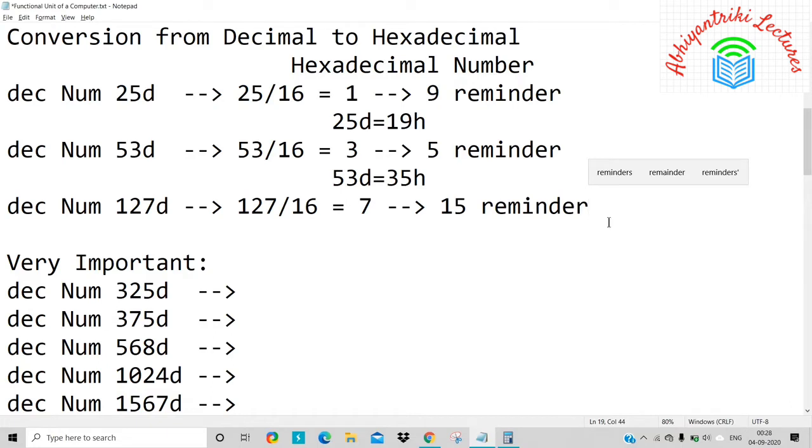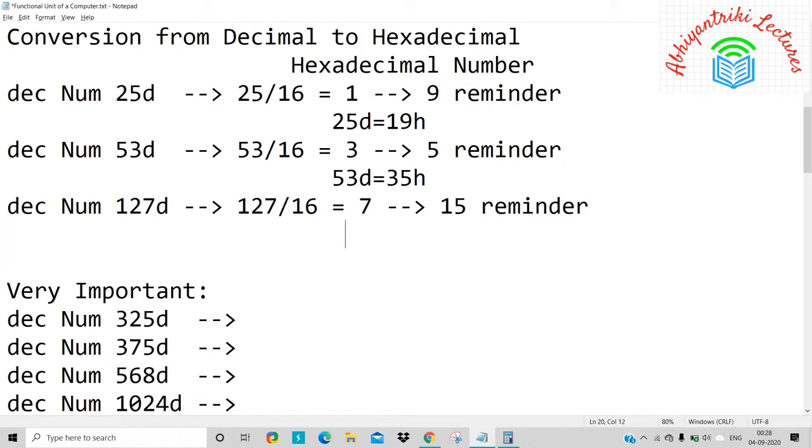Now see this answer. 7 is less than 15, and 15 is less than or equal to 15, right? So you don't have to simplify it again. Here the remainder is 15, and 15 is equal to 15, so again you don't have to simplify it. But how do you write 15 in hexadecimal? F, right? So that is the reason. So now here I'll write 127D.